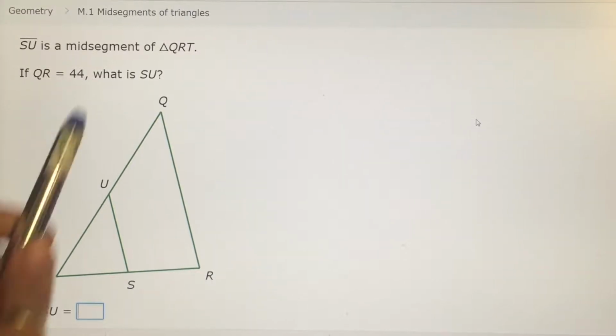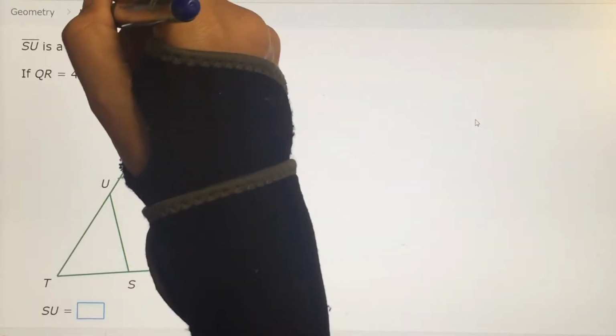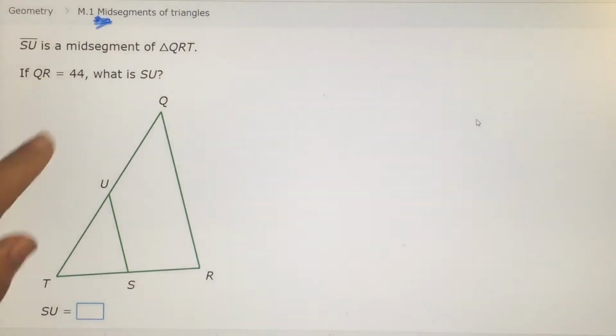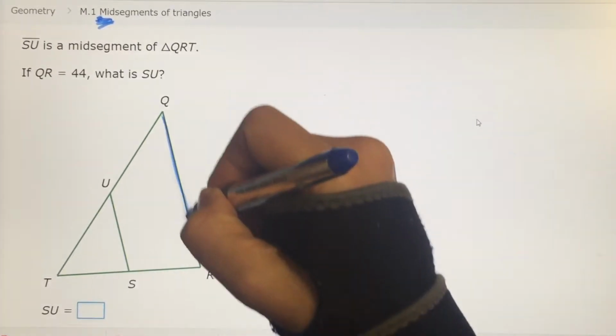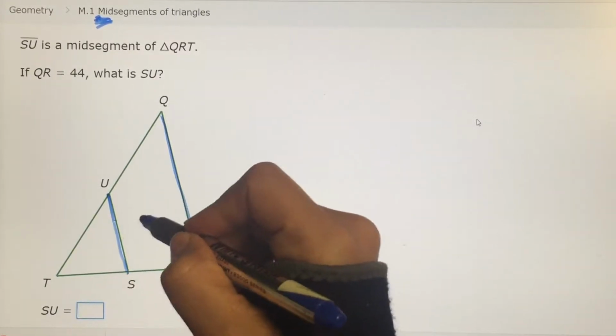Right, so we're going to take a look at mid-segments of triangles. And mid-segments is exactly what it sounds like. What does mid remind you of? The word mid. Middle. So it's the middle segment. So for example, if this is a segment, it's the middle segment. So this one is in the middle, right?